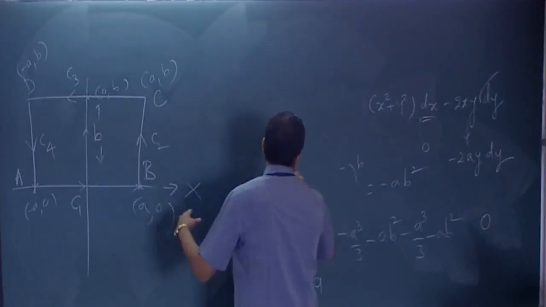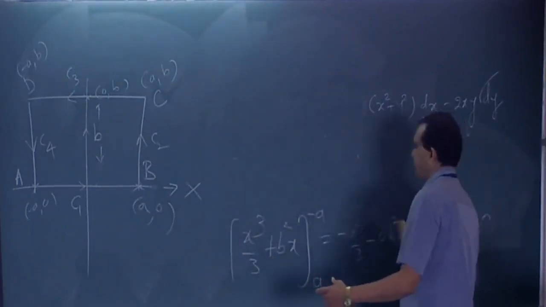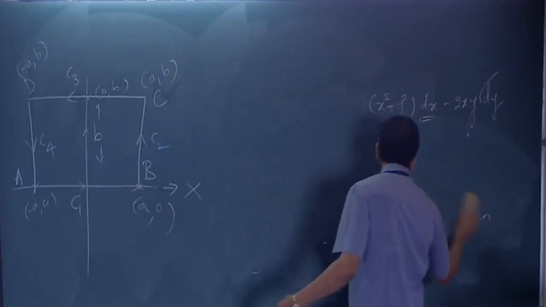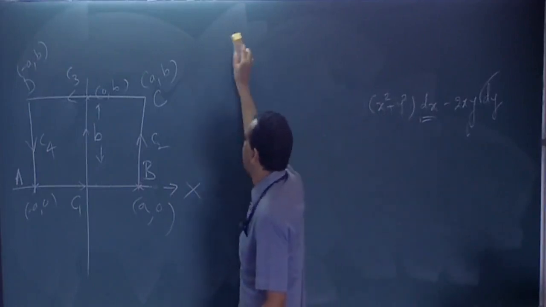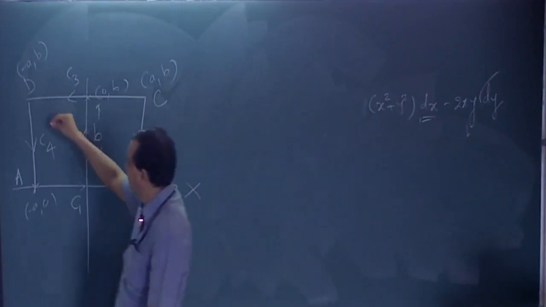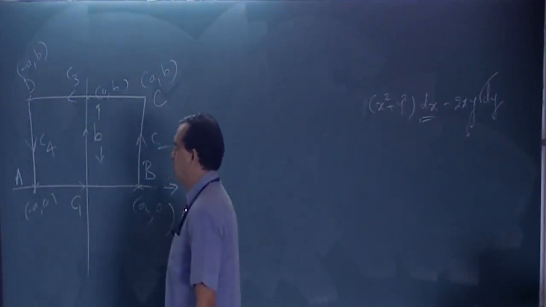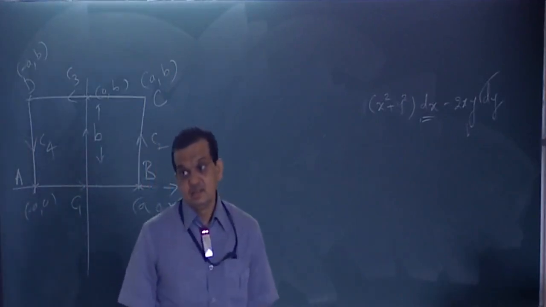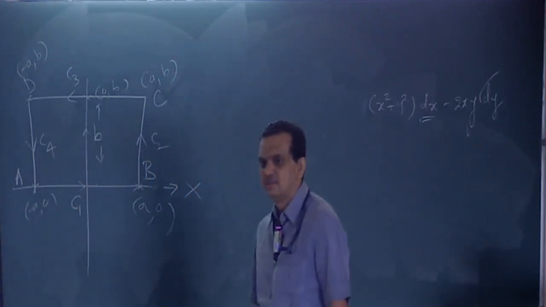Now take the third curve, C3. Yes, C3 is over, sorry, C4. So if you take C4, the line is DA, correct? This is your line DA. So what can you say now? Anybody? X is equal to? Yes.